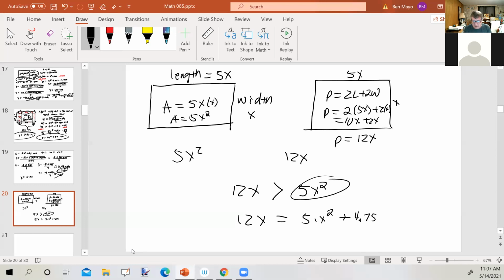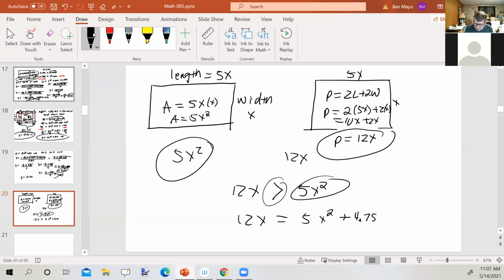Okay. How are you doing? So it's saying that for them to be equal, we need to add 4.75 to 5x squared. Yeah, because it's saying the perimeter is 4.75 greater than the area. So if the perimeter is greater than the area, you'd have to add 4.75 to the area to make them equal. Okay, that makes sense. All right.